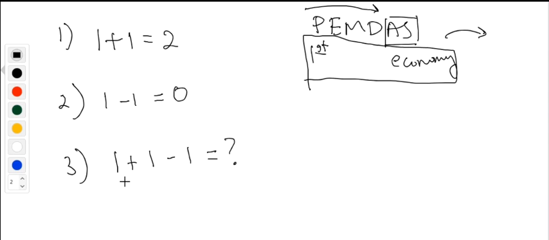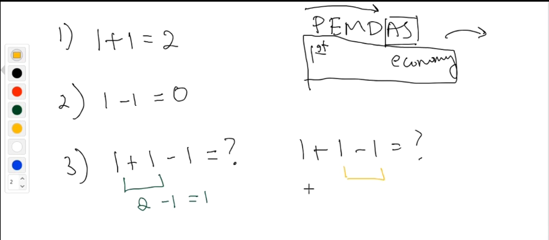So we can do this two ways. I'm going to show you the two ways we can do it. First way, we can do 1 plus 1 equals 2, minus 1 equals 1. Or, given the same thing, 1 plus 1 minus 1, we can do the subtraction first: 1 minus 1 is 0, so 1 plus 0 equals 1. And you see how they give us the exact same answer.